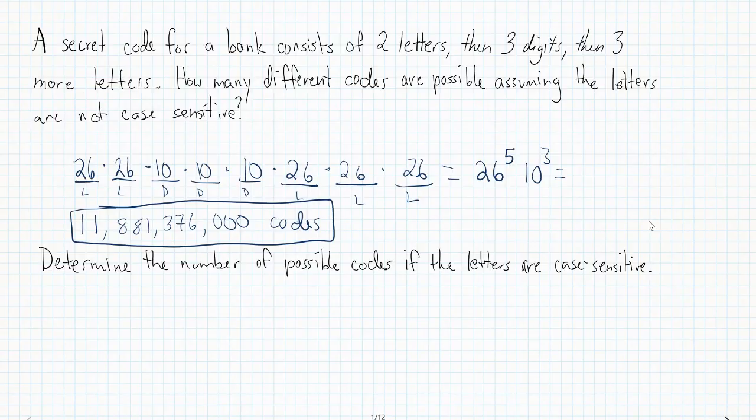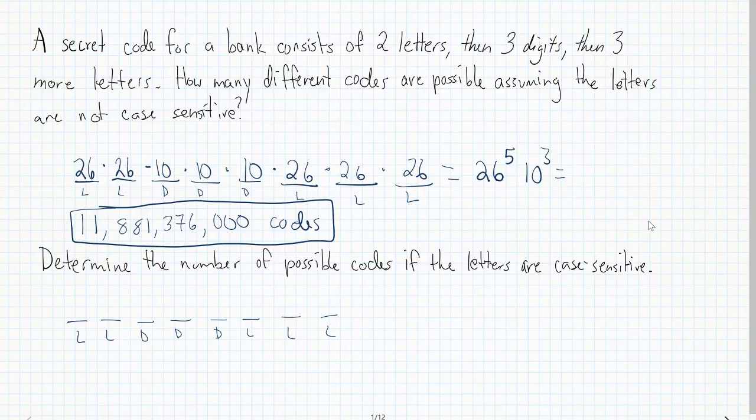So let's expand upon this idea. Determine the number of possible codes if the letters are case sensitive, and we're basically seeing, does this make a big difference? Well, the number of slots remain the same, and notice we have letters in the first 2, digits in the next 3. Oops, did I put one extra? Yeah, I guess I did. Sorry about that. And then we have letters in those last 3 positions.